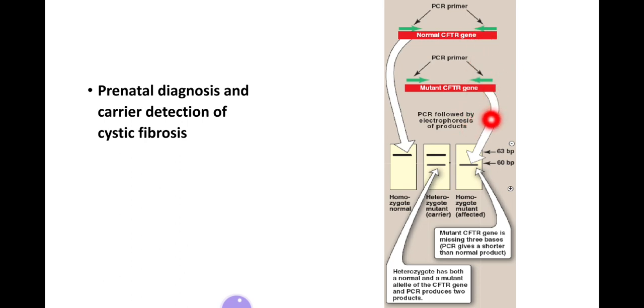So what we do, we will do the PCR of the genes from the homozygote normal, from the heterozygote mutant, and from the homozygote mutant which is affected. So we will get 3 types of patterns.